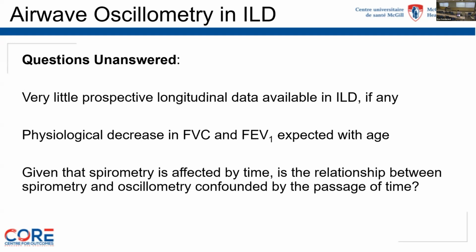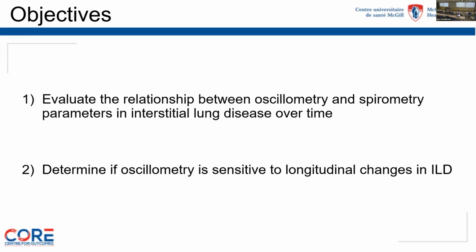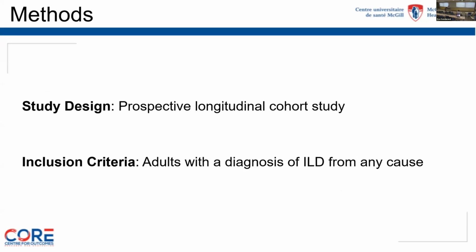So in order to do this, we had two main objectives. The first was to evaluate this relationship between oscillometry and spirometry in interstitial lung disease over time. And secondly, to determine whether or not changes in oscillometry are sensitive to changes in ILD. So to do this, we conducted a prospective longitudinal cohort study, and we included participants over the age of 18 with a diagnosis of ILD from any cause.